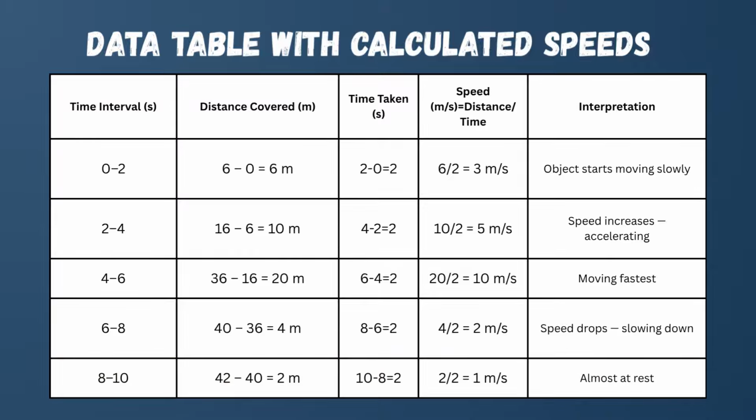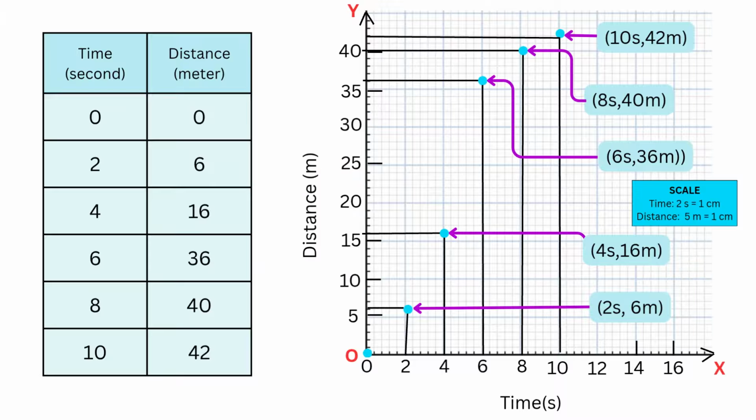8 to 10 seconds. Distance increases by only 2 meters, 42 minus 40, in 2 seconds. Speed is 2 divided by 2 equals 1 meter per second. The line is almost flat. The object is barely moving, nearly at rest. Overall graph interpretation. If you plot this data, the curve rises steeply at first, showing increasing speed. Around 4 to 6 seconds, it's steepest, meaning the object is at its highest speed. Then the curve flattens, showing decreasing speed. By 10 seconds, the line is almost flat. The object has nearly stopped.